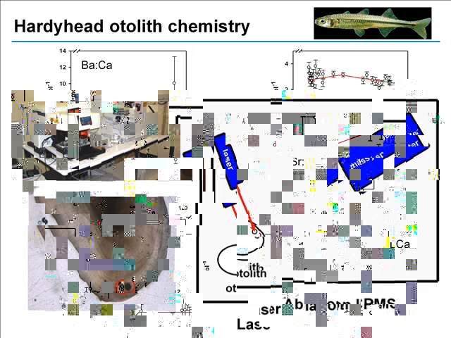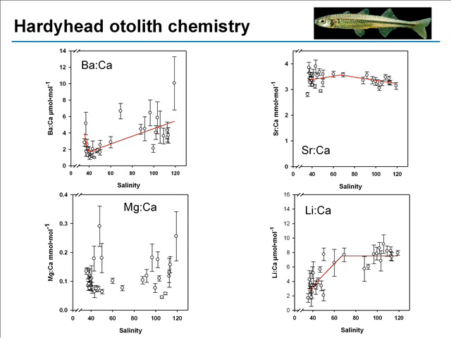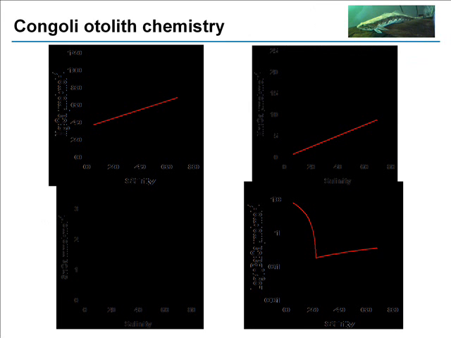So these are some of the results for hardyheads. We're basically looking at whether we get relationships between the elements and salinity. We get some good relationships for barium that are similar to what we would predict based on the water chemistry, and some variable results for some of the other elements. Likewise, we can look at Congoli. We see similar sorts of relationships for barium and some linear relationships for some of the other elements.